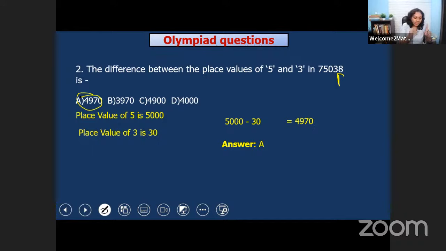Now I want to tell you that, for example, here our question is the difference between the place value of 5 and the place value of 3. But if I say that you have to find out the place value of 5 and the place value of 0, where 0 is at the 100 place, then what would be the answer? Can you tell me? Just try to solve this. If you have the same question, just instead of 3, here we have 0, then what would be the answer?